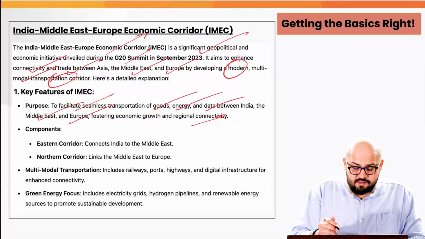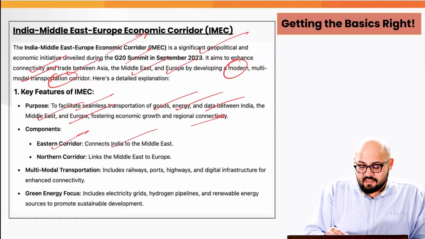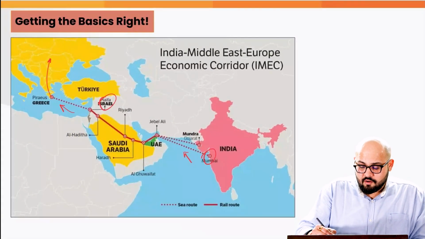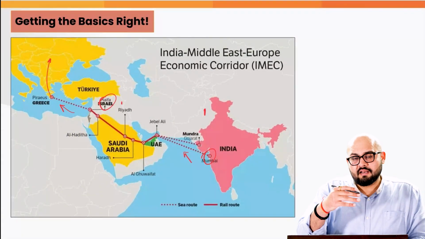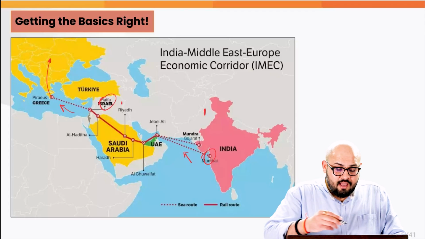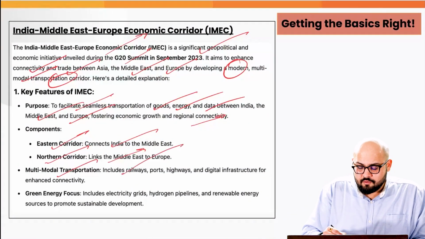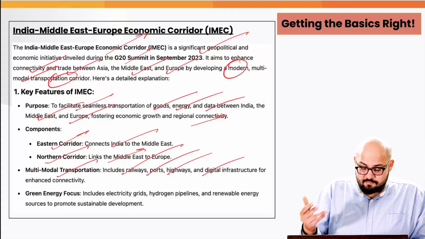Now, what are the different components? So we have the Eastern Corridor. Now, this connects India to the Middle East, and then we have got the Northern Corridor, links Middle East to the Europe. So from here, from Mumbai to that of the Middle East, we have the Eastern Corridor, and then further, we have the Northern Corridor. Multimodal transportation include railways, ports, highways, digital infrastructure, pipelines.